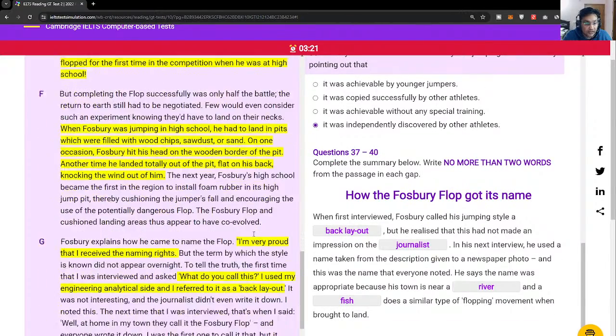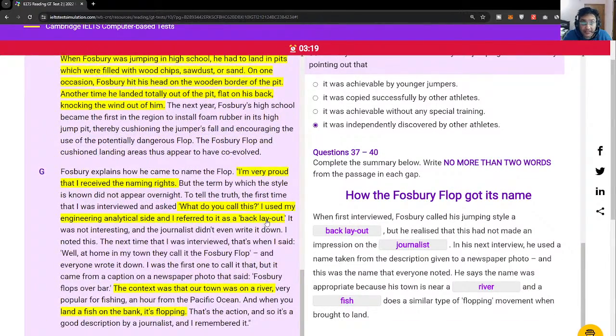Okay, I'm very proud to use the back layout, just like this. Journalist. And the journalist didn't even write it down, which means the journalist was not impressed. Near a river, on a river, not Pacific Ocean. No more than 2 words, but that does not mean it is not near a Pacific Ocean. Doesn't make sense. Near a river and a fish on the bank.